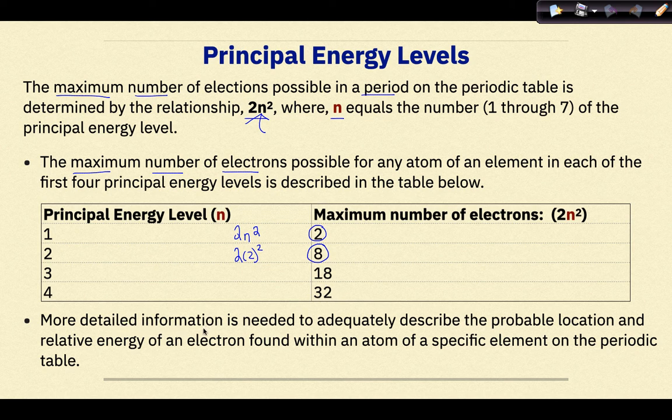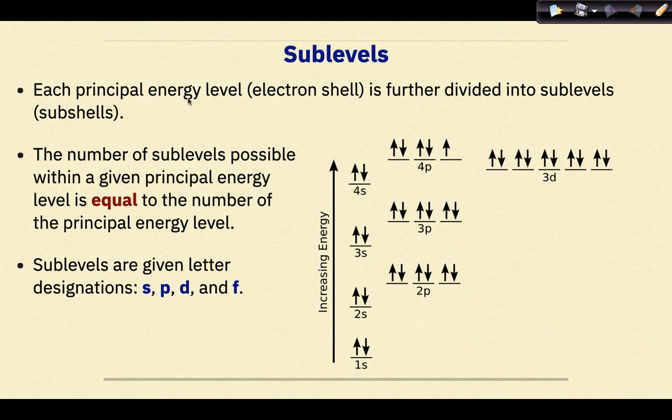More detailed information is needed to adequately describe the probable location and relative energy of an electron found within an atom of a specific element on the periodic table. Sublevels. Each principal energy level, otherwise known as an electron shell, is further divided into sublevels, which are sometimes called subshells. The number of sublevels possible within a given principal energy level is equal to the number of the principal energy level, and I'll show you what I mean in a minute. Sublevels are given a letter designation, either s, p, d, or f.